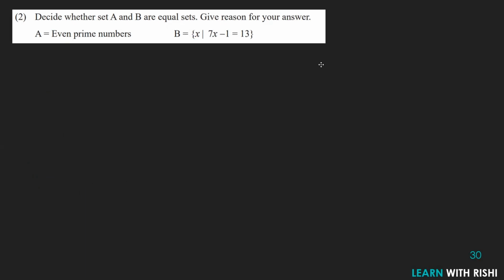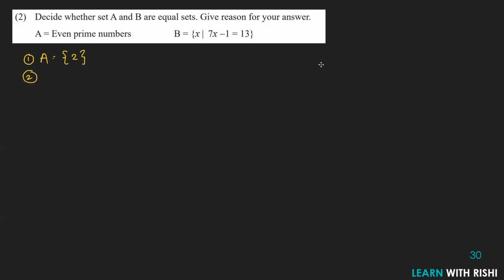So here, set A is equal to even prime numbers. So what are the even prime numbers? We have only one even prime number, that is 2. So set A is nothing but equal to {2}. Only one element is there, that is 2.